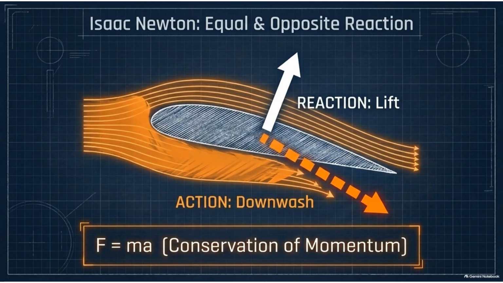Newton's third law grounds flight in the conservation of momentum. As an airfoil moves forward, it accelerates a continuous mass of air downward, creating an action known as downwash. Governed by F equals ma, this downward acceleration of mass generates an equal and opposite upward reaction, lift. While fluid pressure offers one perspective, Newton's force equation proves that staying aloft relies on a physical exchange. The wing continuously shoves air down so the surrounding air pushes the aircraft up.